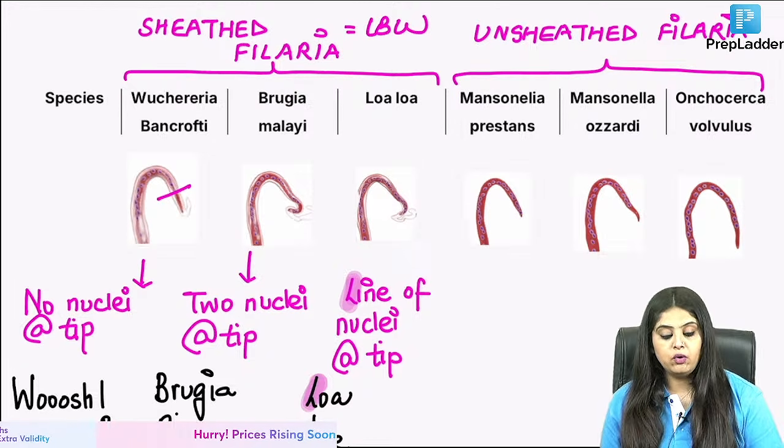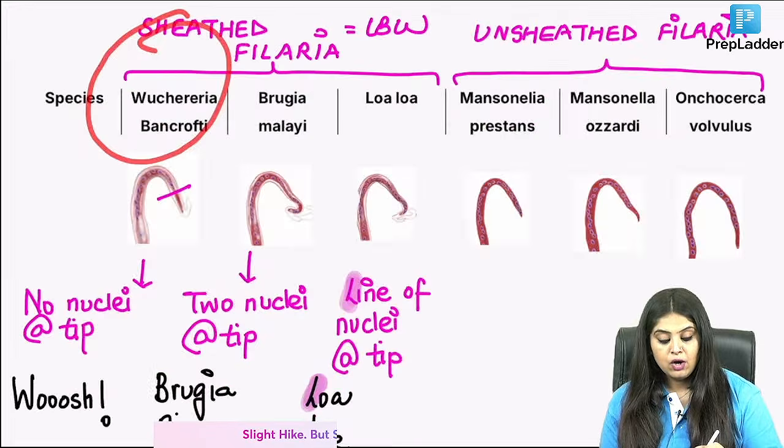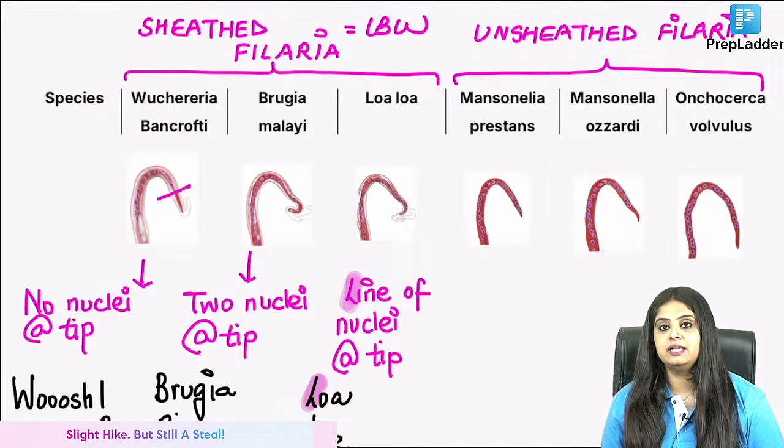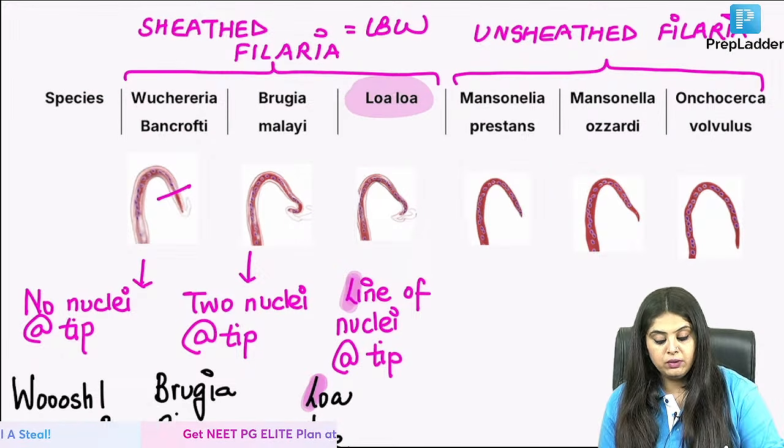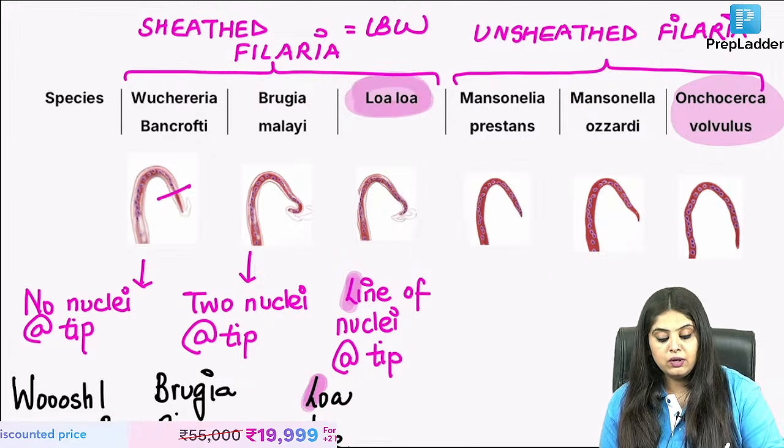Clinically मैम क्या होता है, all the photos that I showed you right now of elephantiasis, chyluria, blah blah, all of that was most commonly with Wuchereria. They will also ask you questions of loa loa and they will ask you questions of onchocerca. इस पे अलग से questions आते हैं. What else? Loa loa से start करो.